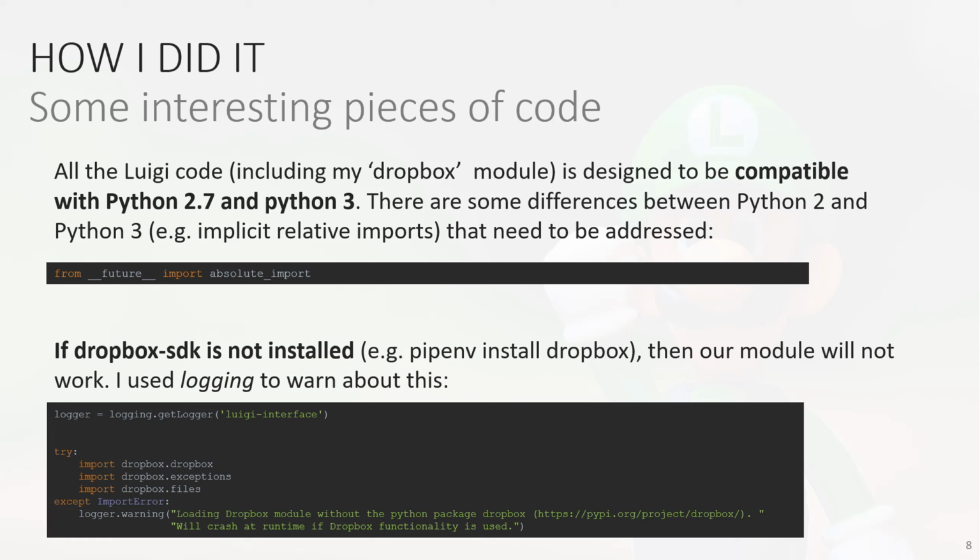this in mind. This means importing absolute import to change the default behavior of import in Python 2, or using tempfile.mkdtemp instead of tempfile.TemporaryDirectory, which is only available in Python 3. Also, following the Luigi guidelines, we use logging and warn the user when he's trying to import our target without installing the Dropbox SDK first.